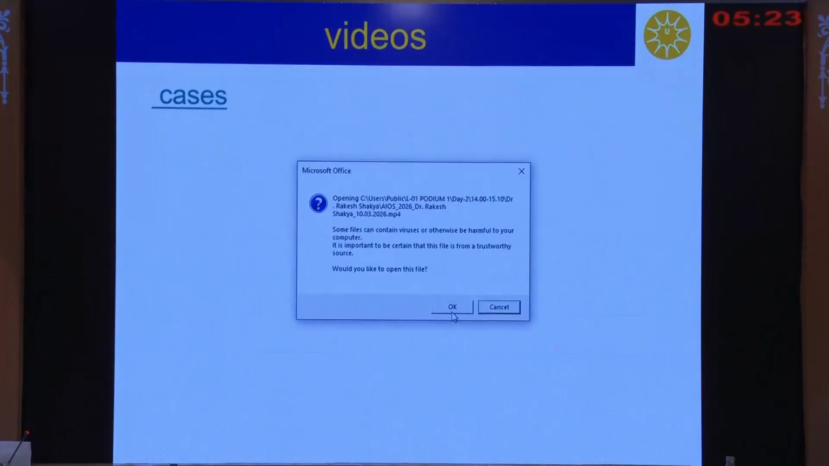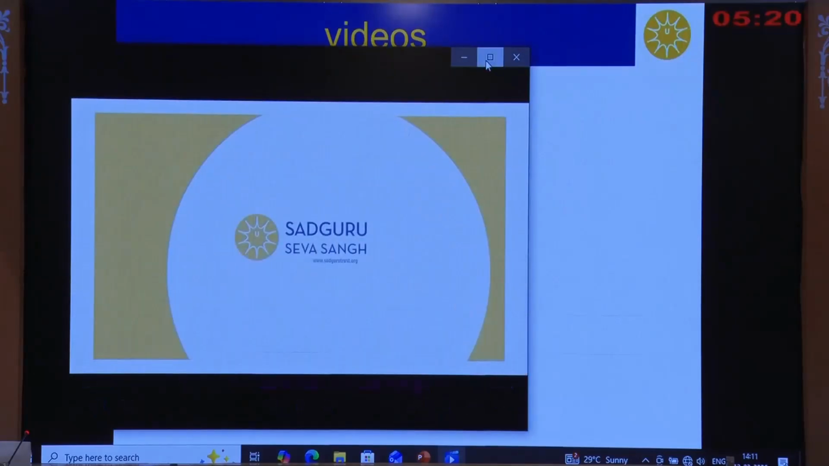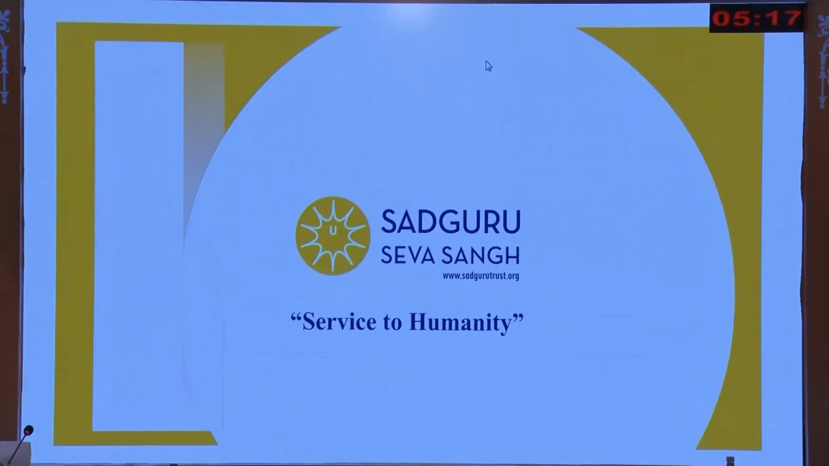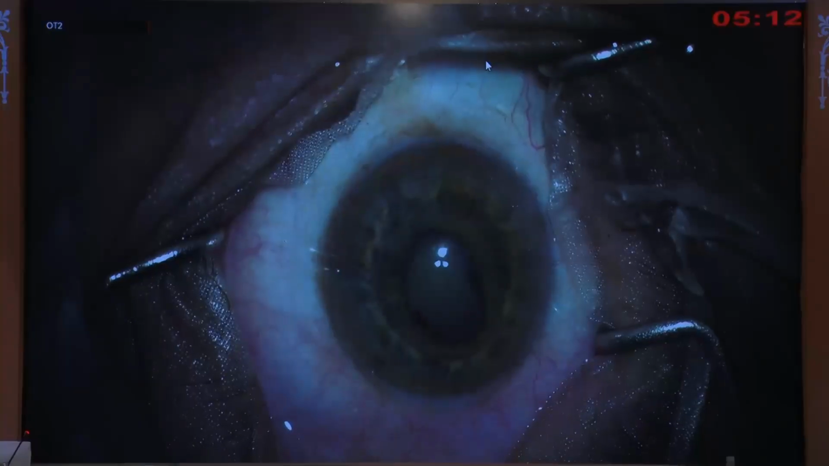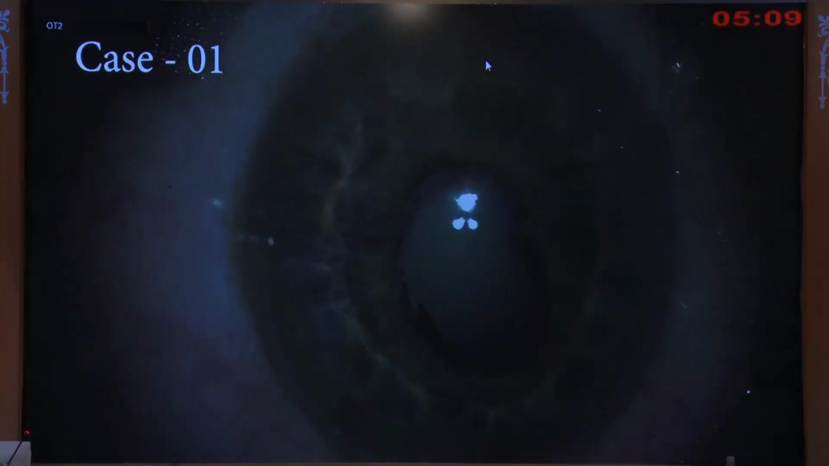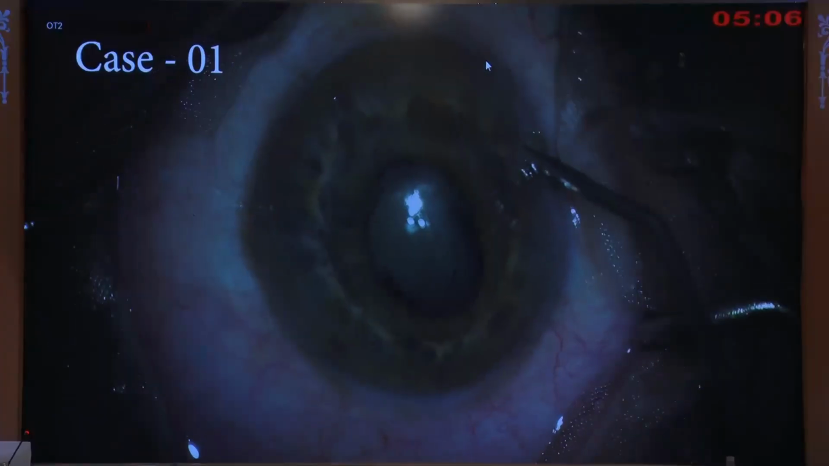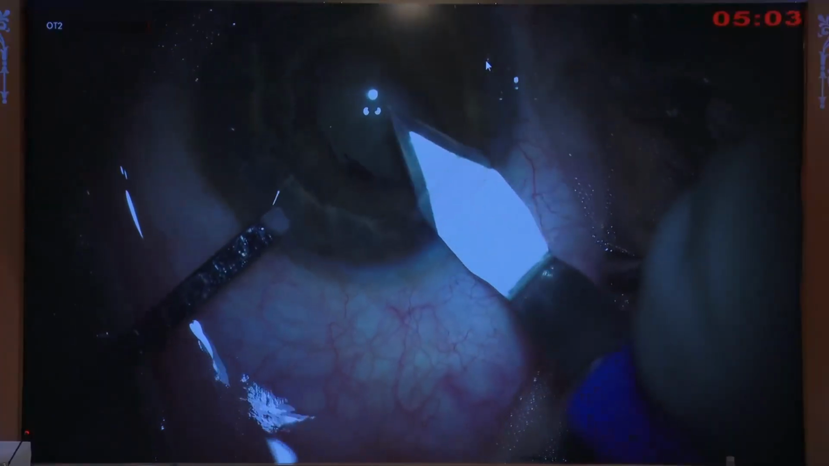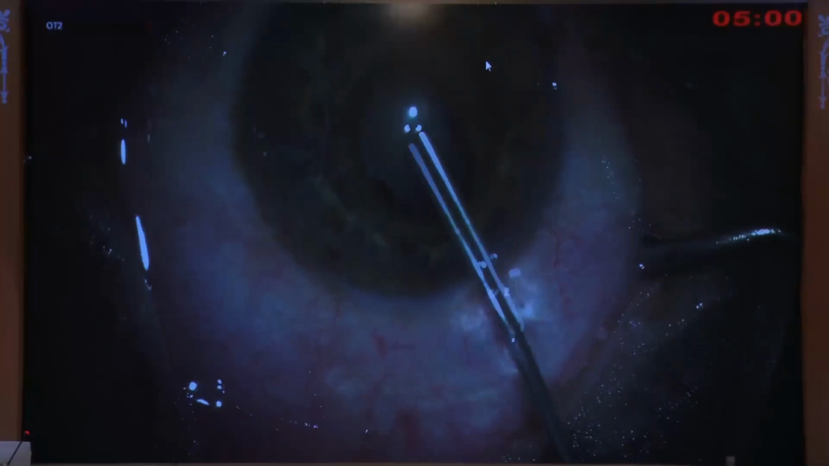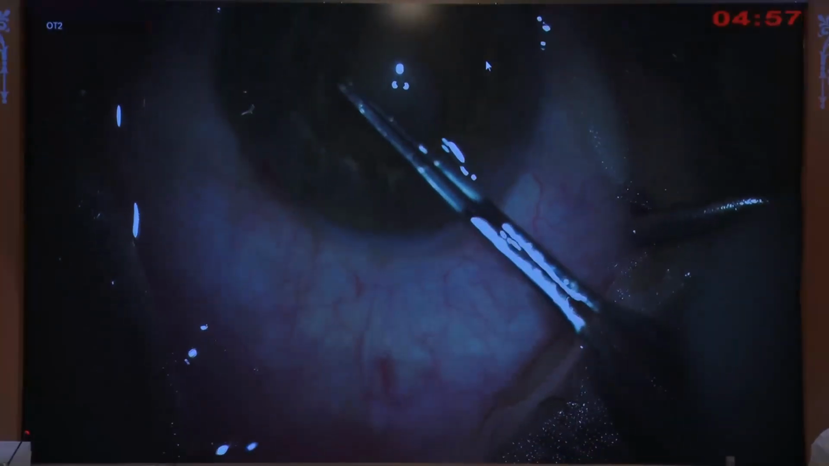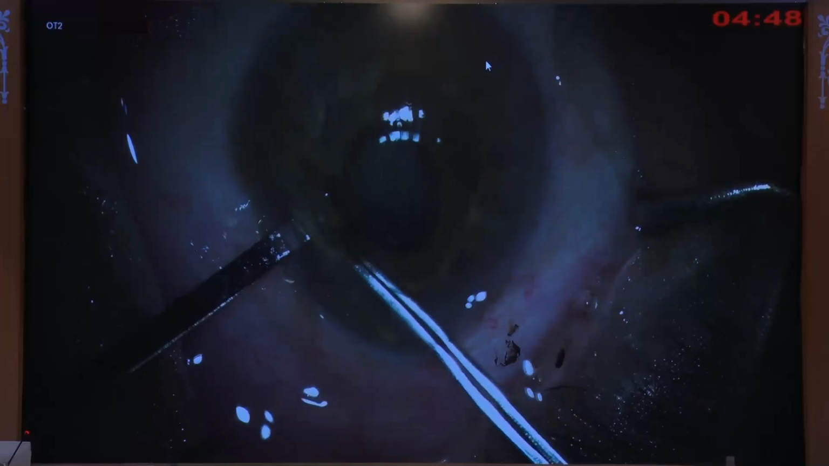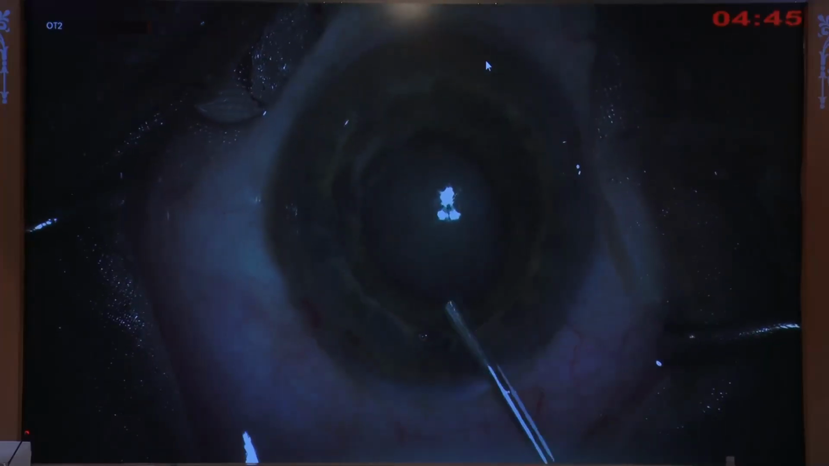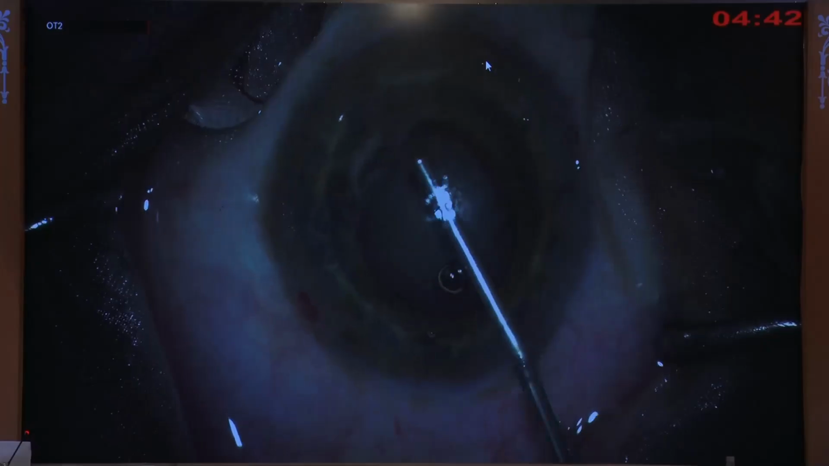So how to deal with this complicated cataract. In the first case, there is a slight fibrin membrane. One month ago I used steroid and antibiotic, so the eye became quiet, but the chamber was slightly shallow and there was a membrane here. So I removed the membrane first with the help of Utrata forceps and put visco in between, on both sides, and go very slowly, because sometimes the iris is also pulled and can cause iridodialysis. After that I put some amount of adrenaline.